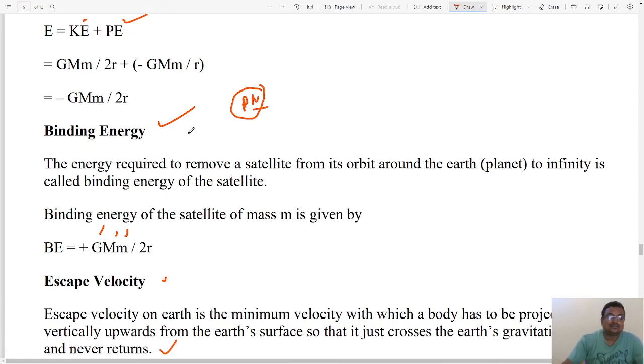Binding energy. The satellites are held around the planet as they revolve. The energy required to remove the satellite from the orbit is called binding energy. There is a centripetal force pulling the satellites around the planet. To remove the satellite from the orbit, we have to supply some amount of energy. That is called binding energy.